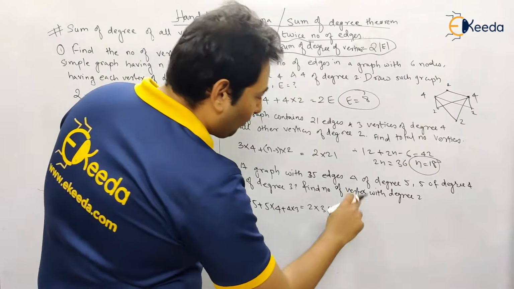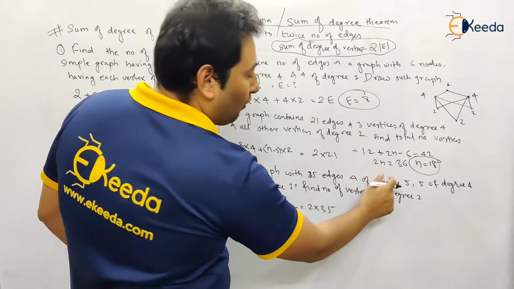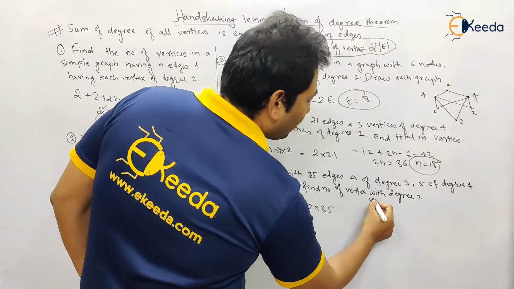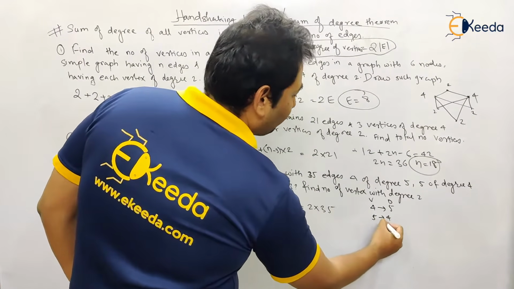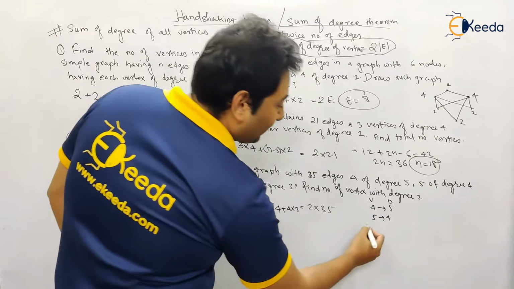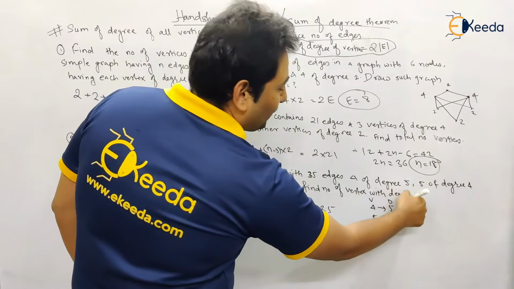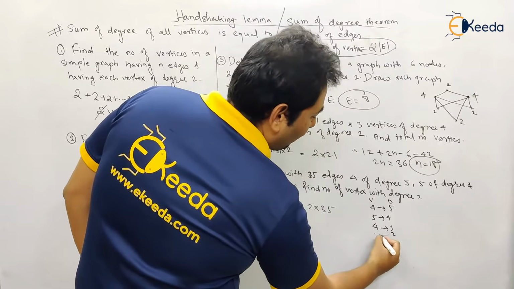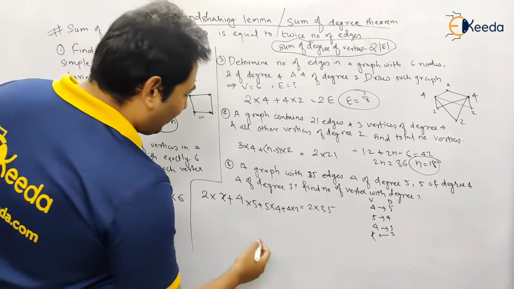See here, what is the problem saying? There are 35 edges. So edges we have written here. 4 of degree 5. So 4 vertices have degree 5. Next, 5 vertices of degree 4. Next, 4 of degree 3. Find the number of vertices with degree 2. So with degree 2, how many vertices are there? So this is my problem. I just need to get the value of x and the work is done.